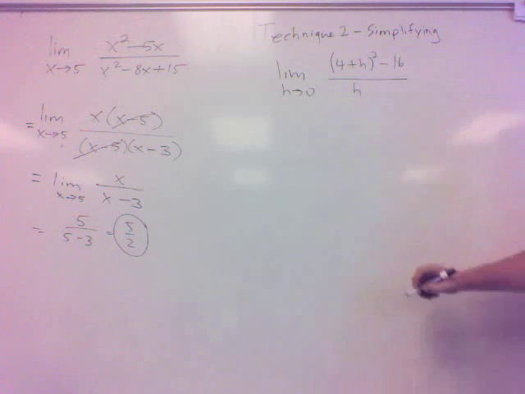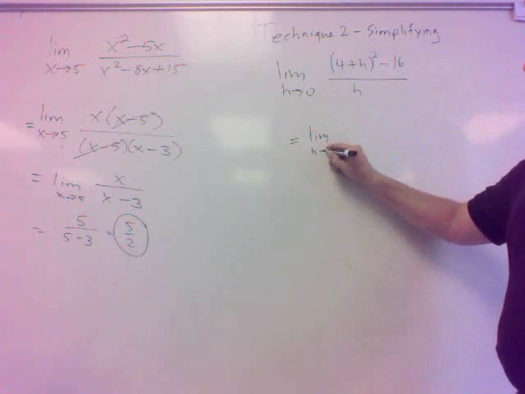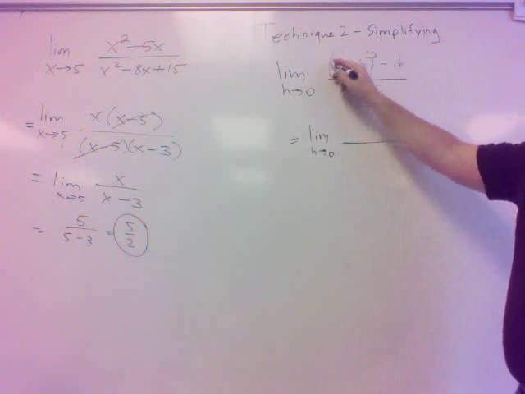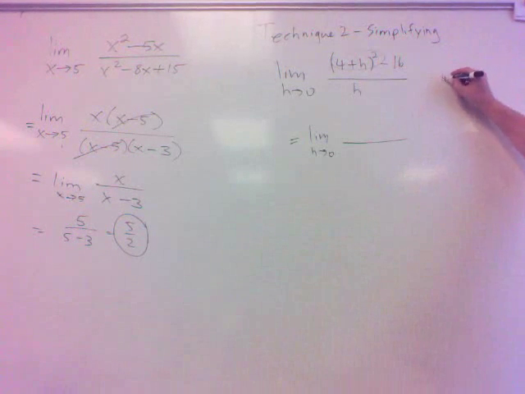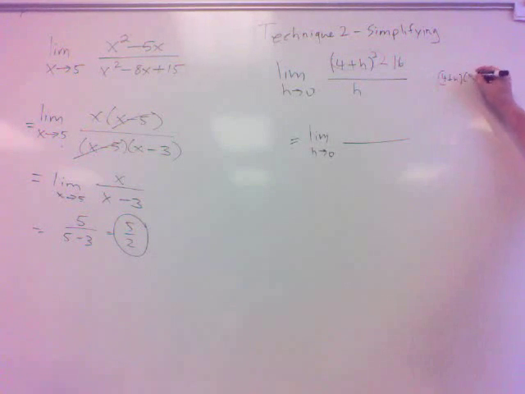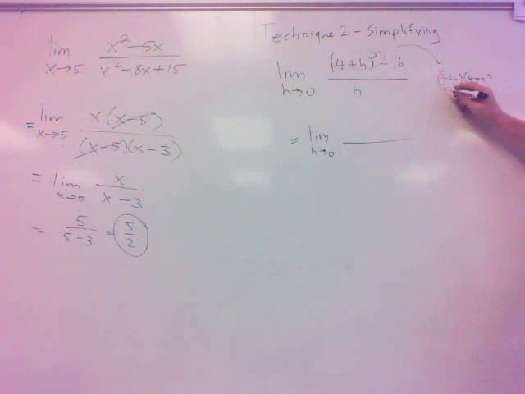Well, let's approach this one. Let's just simplify the numerator. Here's what I mean by that. Let's go ahead and square out the 4 plus h. 4 plus h, 4 plus h. Multiply that thing out there, okay?